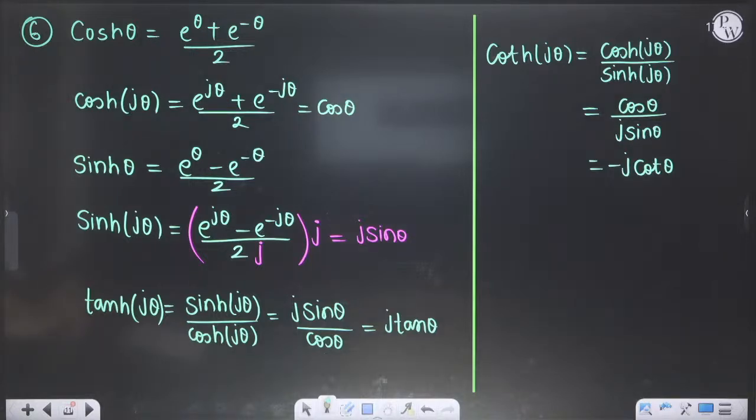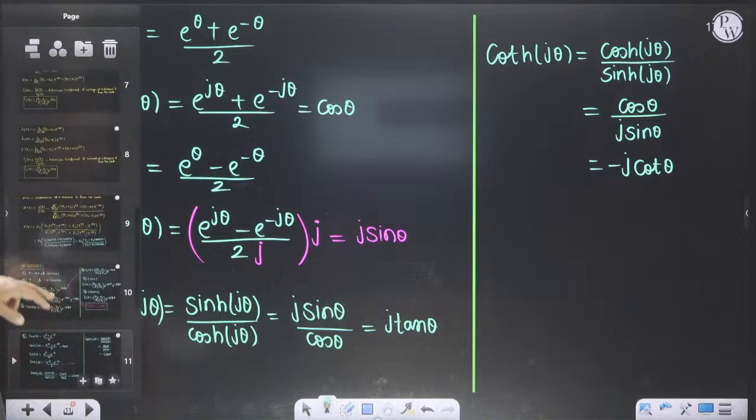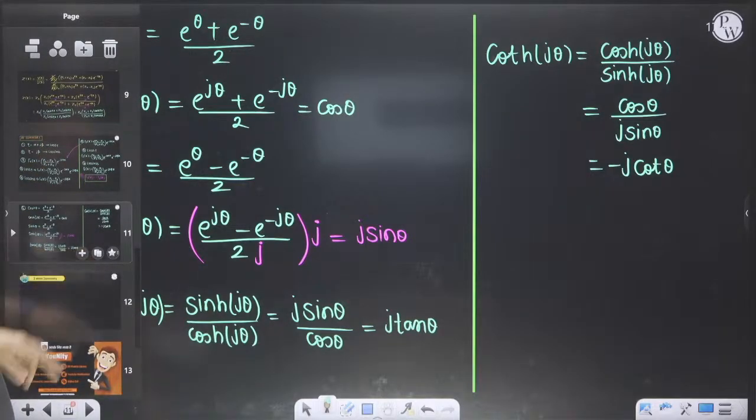So we have understood tanh(jθ), cosh(jθ), sinh(jθ), and coth(jθ). We have understood everything. Then after, we are going to understand the seventh point.